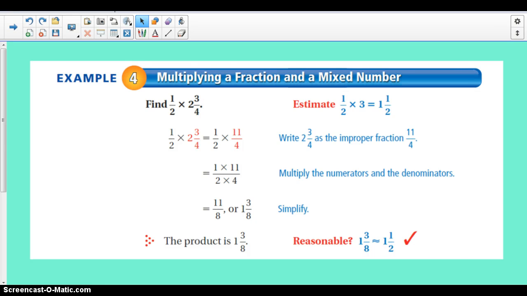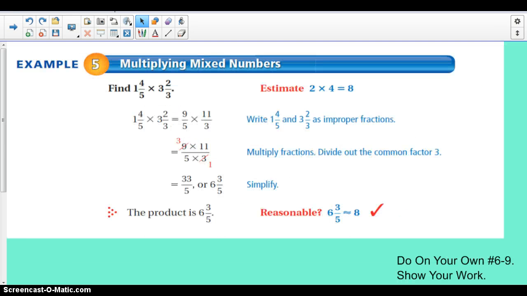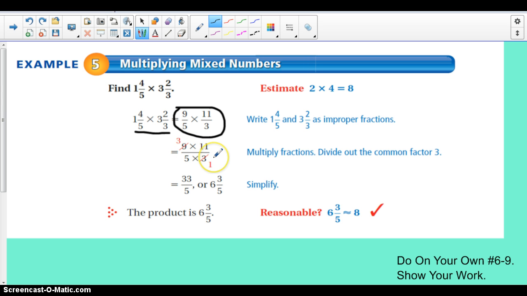All right, let's look at example 5. And example 5 is basically the same thing again. Estimating, breaking them down into improper fractions. Right here, they switched them from these with a whole number into improper fractions, multiplied across, just like we've been doing. Find common factors to get it to its simplest form. Once you multiply, you get 33 over 5, or 6 3/5. Is that reasonable? That's for you to decide.